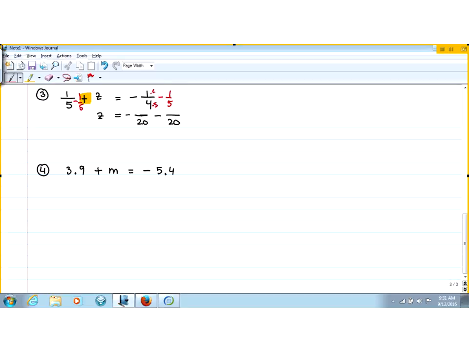Now, what do I do to my 4? Times by 5. So this is negative 5 over 20. What do I do with my 5? Times 4. So this is minus 4 over 20. So what is negative 5 over 20 minus 4 over 20? Negative 5 minus 4 is negative 9. So that's why this is negative 9. Yes? Okay. Good. Now, how do I solve for number 4 here?